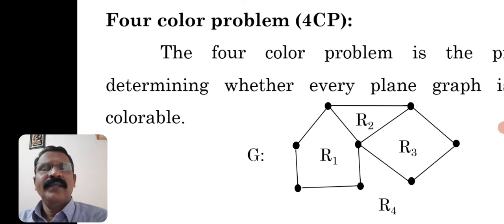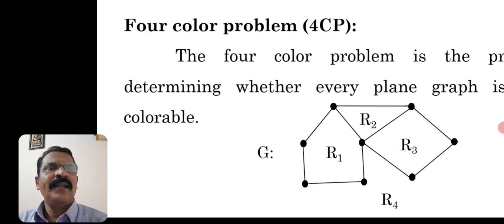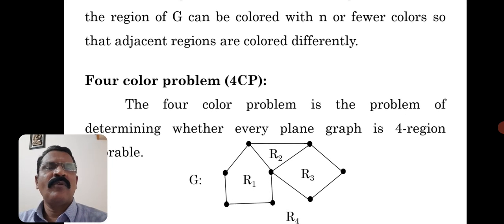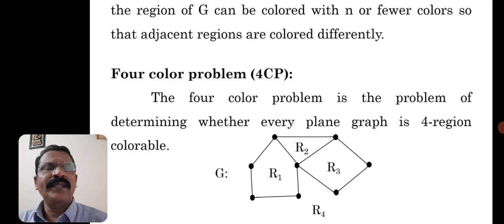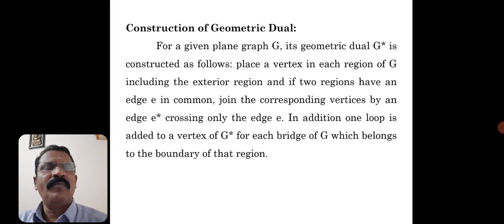It implies you cannot assign any color which you used for R1, R2, R3. So you need to assign a different color for R4, because R4 is adjacent to R1, R2, R3. Therefore you have to assign a different color for R4. So this is the four color problem. Once again, let me recall, the four color problem is the problem of determining whether every plane graph is four-colorable. This is the statement of the four color problem.